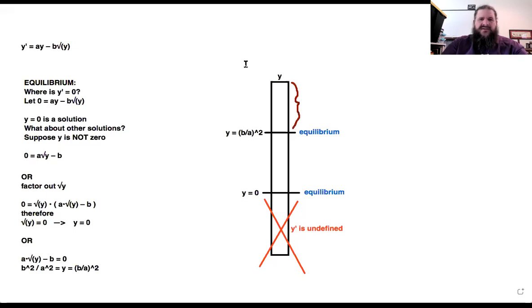So we know in this entire region, y prime is positive, which means the function is increasing.